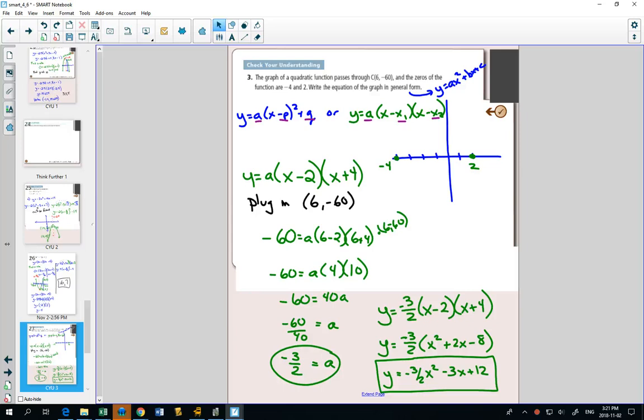If you have another point, you can plug that other point in and solve for a. And then we just had to rearrange the equation to get it into general form.